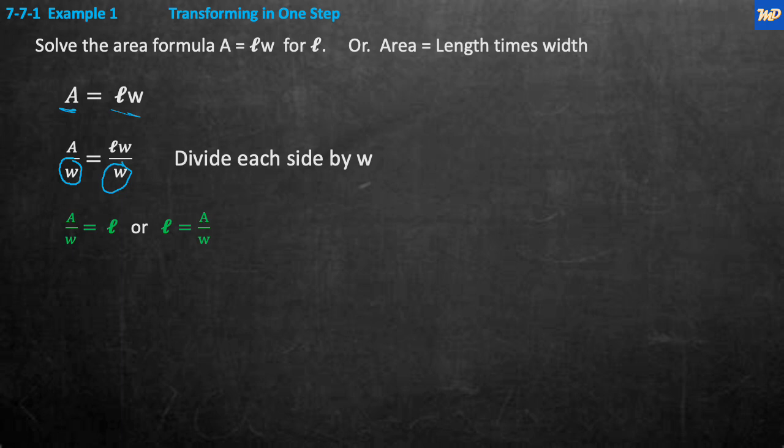Okay? So now when we do that, the W on this side of the equation is going to cancel out, and we're going to be left with the L. And on the other side of the equation, we're going to have A divided by W. And that's exactly it. The area divided by the width is equal to the length. Or you can write it the other way. It doesn't matter which way it is, the equation can go either direction.